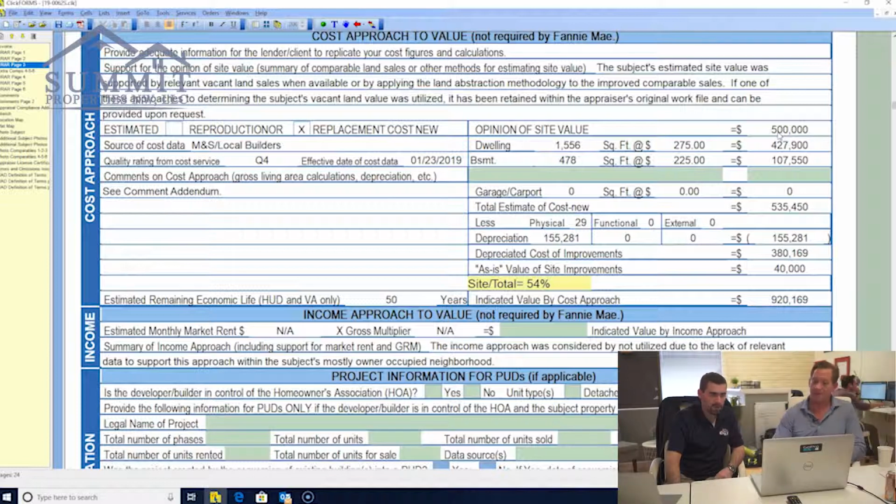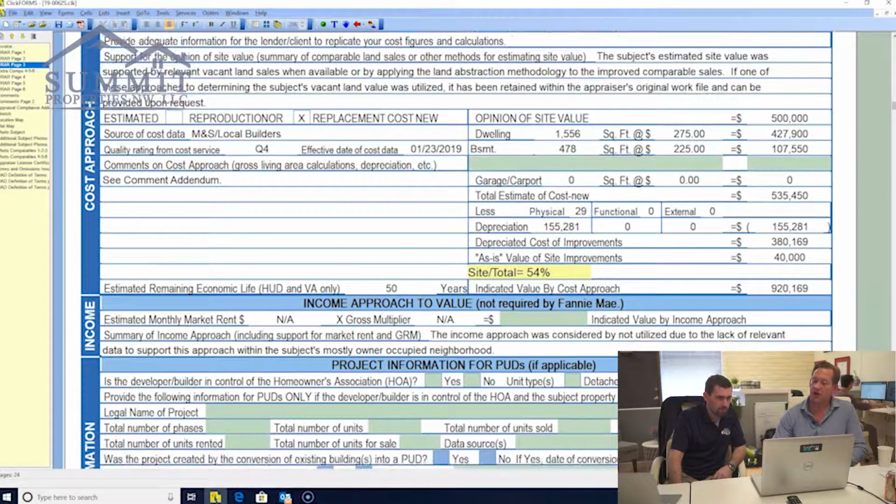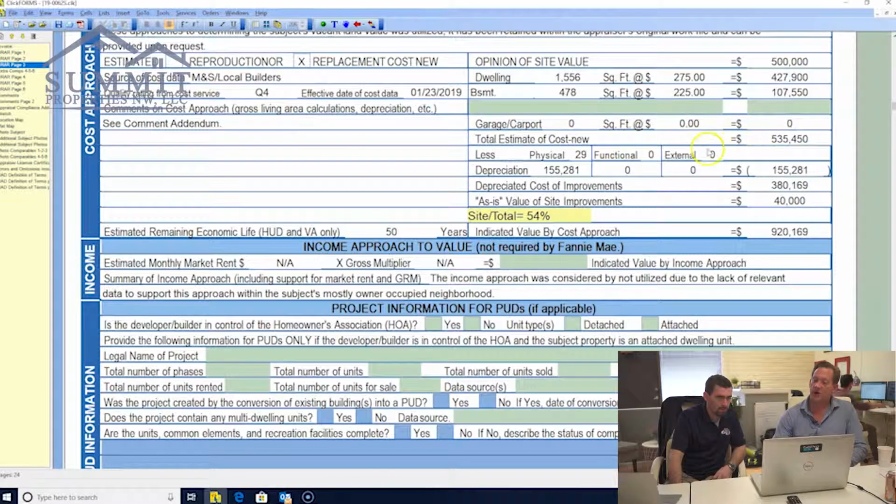I mean, when you find a vacant piece of land for sale in King County, you've hit the jackpot. It's pretty rare. And the rest of this is just numbers that we are guessing on that it would take to rebuild this house today.